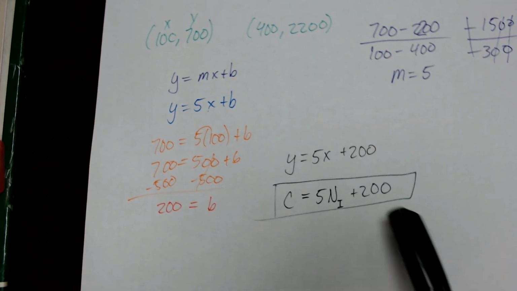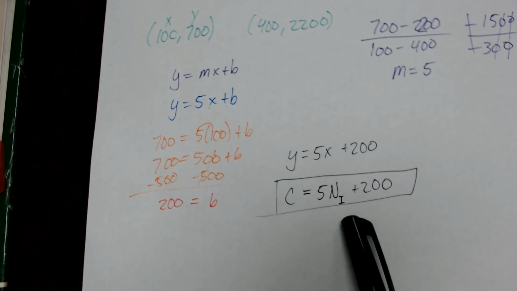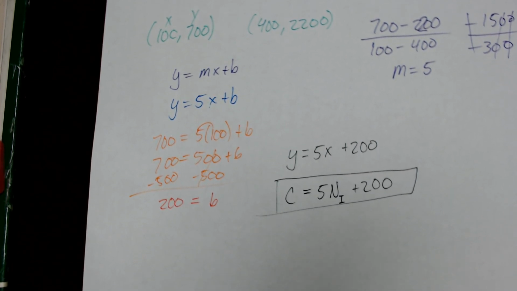So the last thing, just make sure you don't put it in linear form, but put it in the data form. So make sure your unknowns are labeled, whatever they may be in the equation.